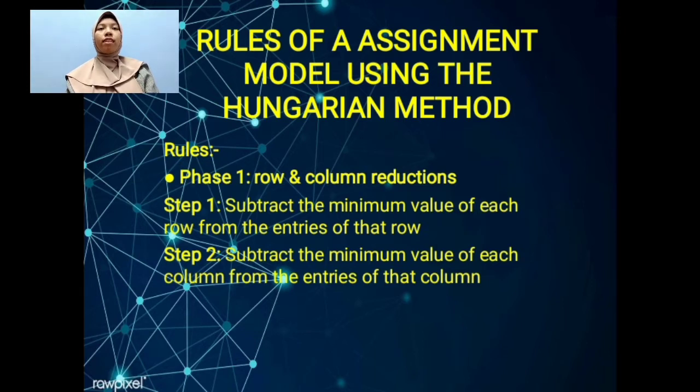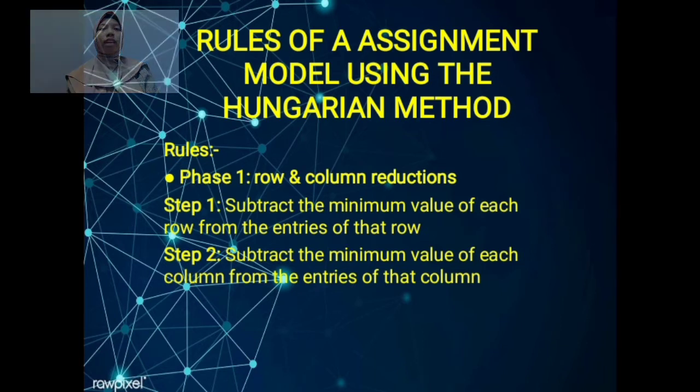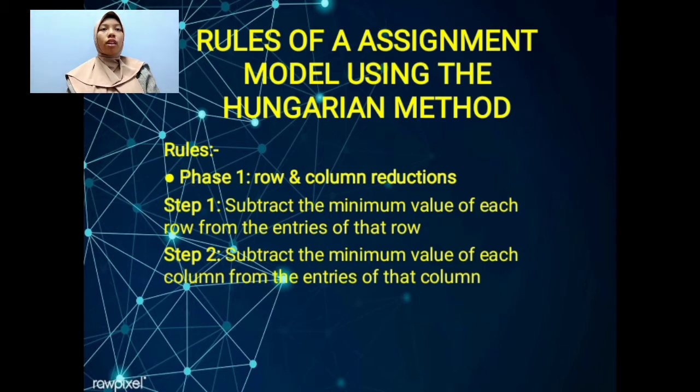Today, I would like to present an example of the Hungarian method that we use in the assignment model. It has two phases that we can use. I will explain how to calculate in phase 1. In phase 1, we need to know row and column reductions. Step 1, we need to subtract the minimum value of each row.